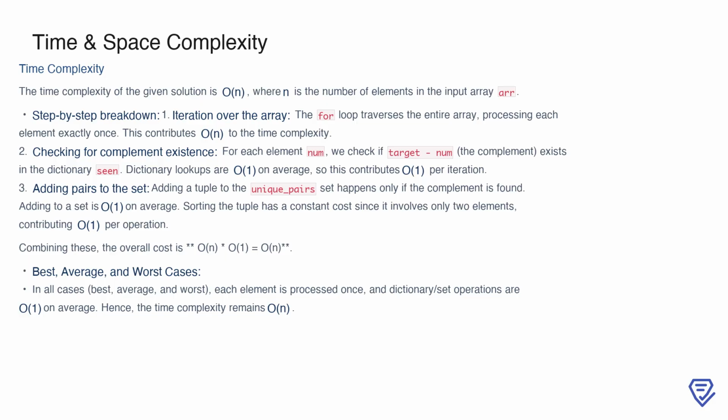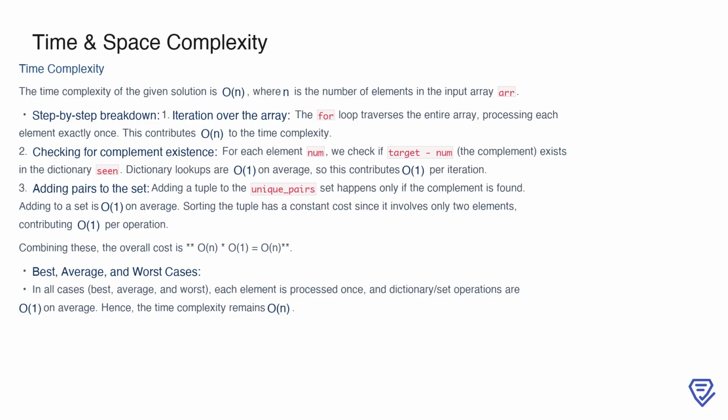First, we iterate over the array using a for loop. This loop processes each element exactly once, which contributes O(n) to the time complexity. Next, for each element, we check if the complement, which is target minus number, exists in the dictionary called seen. Dictionary lookups are O(1) on average, so this operation only adds a constant time per iteration.